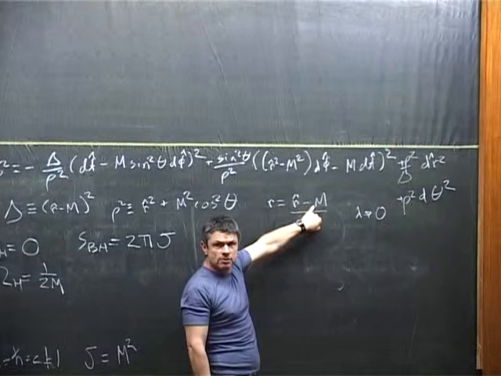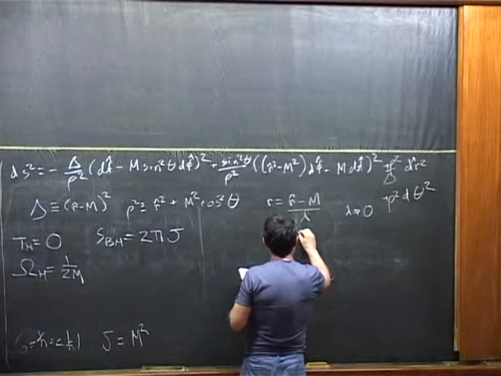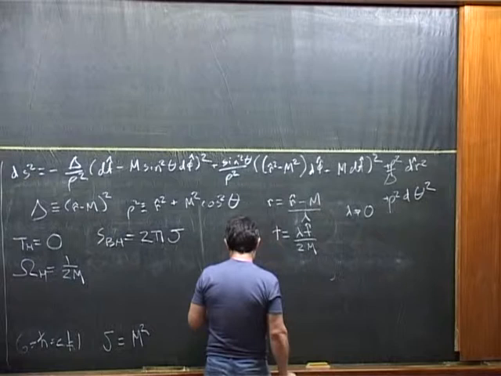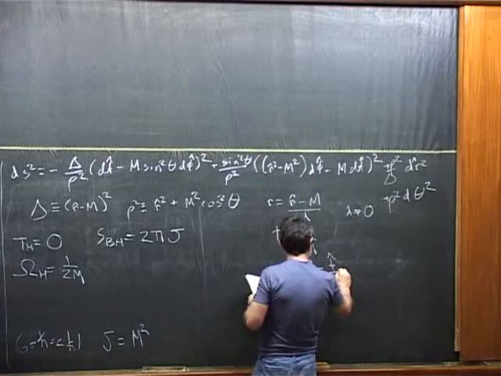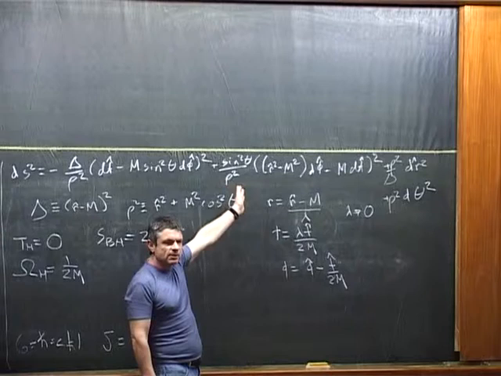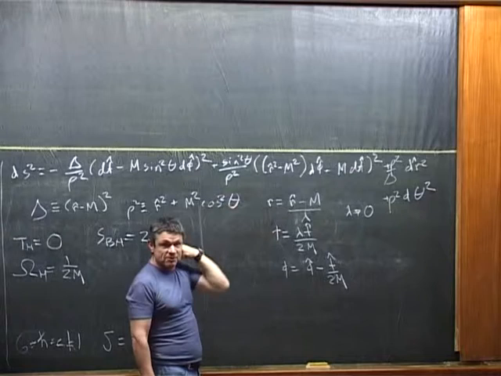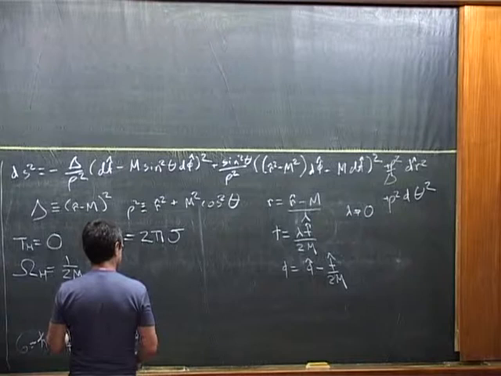Now we need to do something else at the same time. We need to define t as lambda t hat over 2m. So this is just a coordinate transformation. We do this coordinate transformation, and then the new metric will have a lambda in it. It's a solution for any value of lambda. And if we take lambda all the way to zero, we'll find that this simplifies. And what does it simplify to?